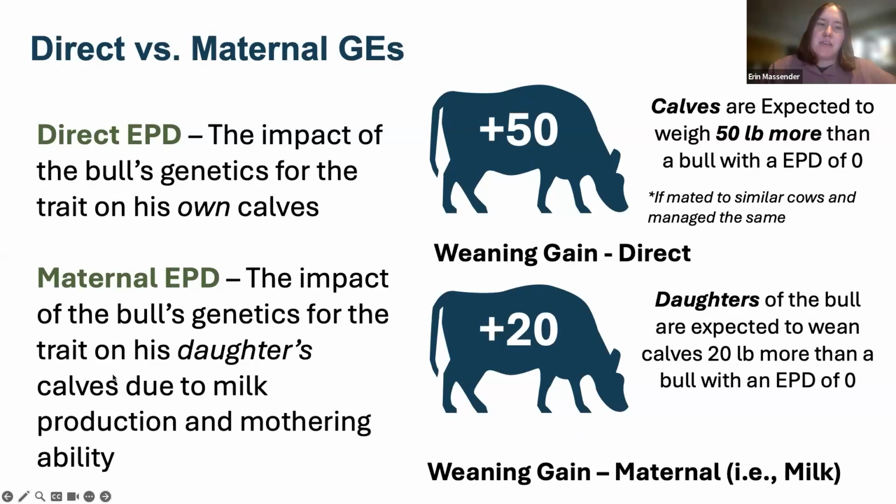Whereas the maternal EPD is actually the bull's genetics and their effect on the daughter's calves. So a weaning gain maternal EPD, which is often called milk, of plus 20 means that daughters of the bull are expected to wean calves 20 pounds more than a bull with an EPD of 0.